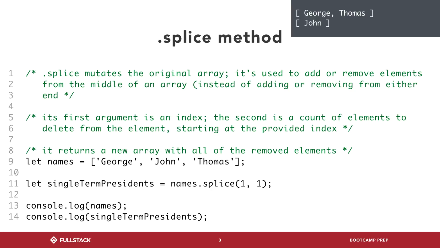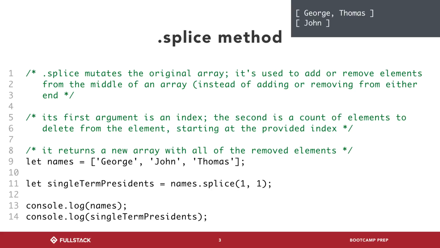Okay, so .splice here takes, in this case, 2 arguments. The first argument is going to be an index, so where we start. And the second is a number of elements to remove, starting at this first index. So when we do names.splice, we start at index 1 and we take away one thing. If we look at this names array here, if we start at index 1, it's John. We take away one thing, we take away John. So the resulting array is just going to be George and Thomas.